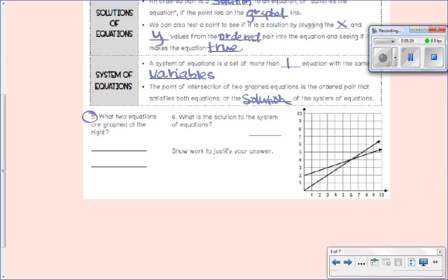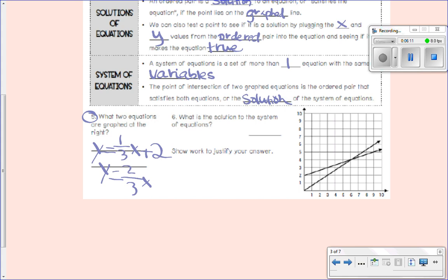All right, number 5. What are the two equations that you got? Good. y equals 1/3 x plus 2. And the second graphed line's equation is y equals 2/3 x. Look at that. One's proportional and one's not. Okay, sorry. Keep going. All right, what is the solution to the system?